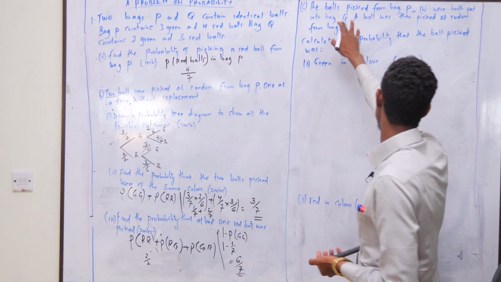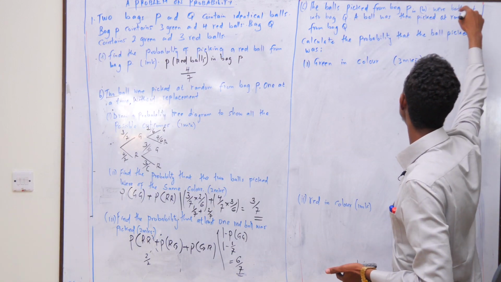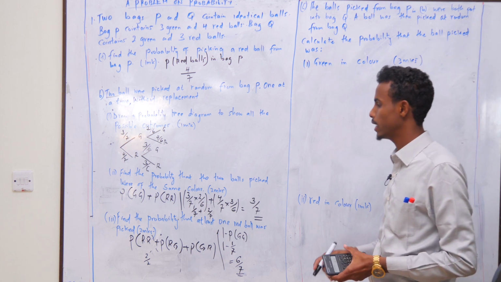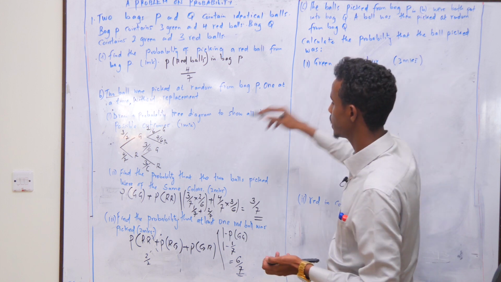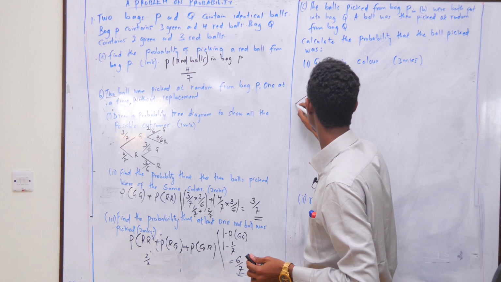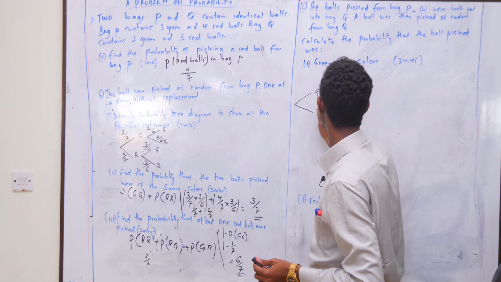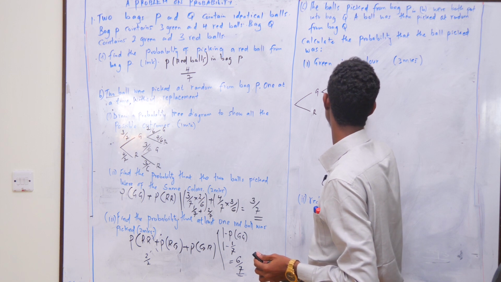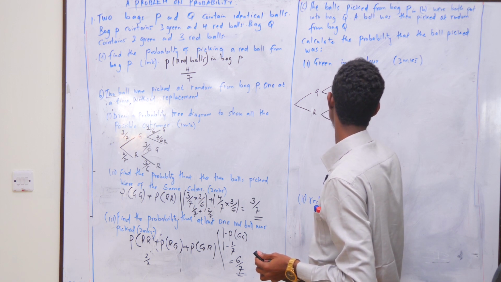Now class, 2 balls were picked from bag P and were both put into bag Q. Now class, let's have the tree diagram here, then we reuse it again. Now we're having like this one. We're having G, we're also having red here. Here we're having G, red. We're also having G, red.